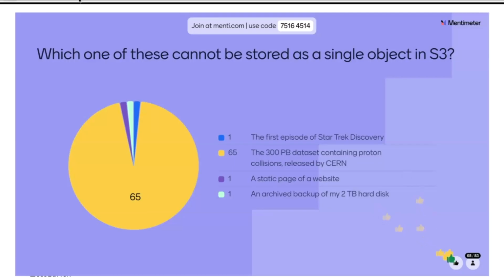All right, so we have a majority. And here I even show you the answers live, right? I think before we didn't even show them, but at least you have an agreement. Be careful, the majority is not always right. But here the majority is right, indeed, 300 petabytes. Why can we not store this as a single object in S3?